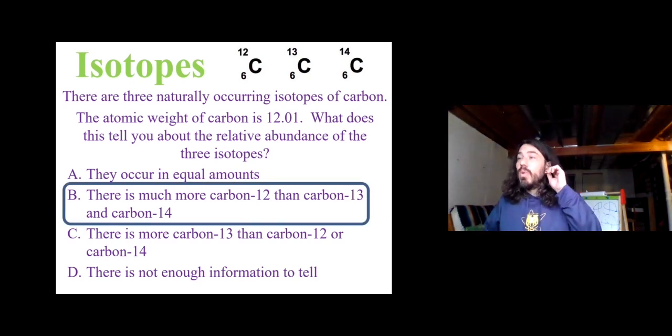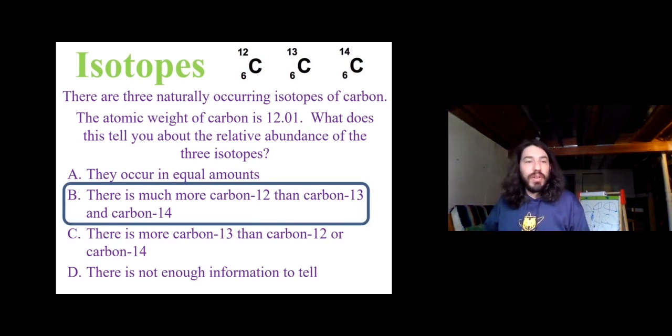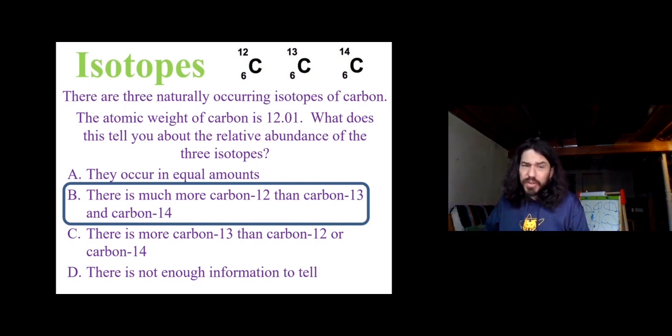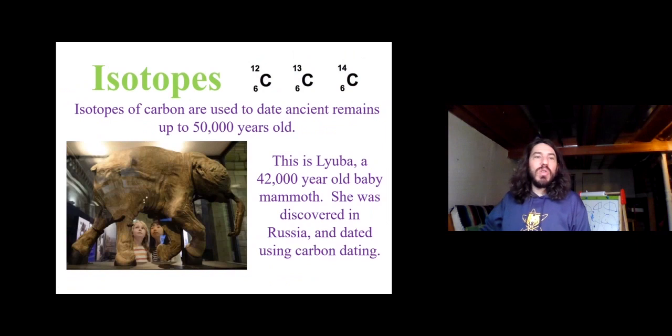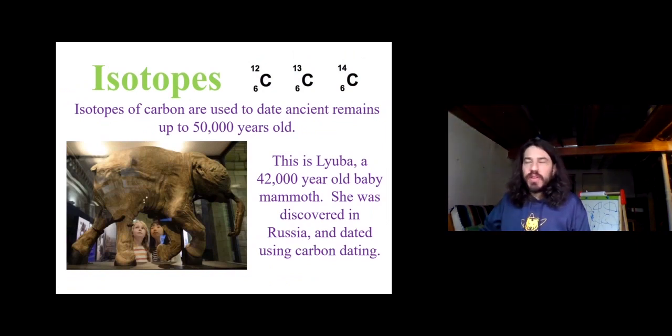Indeed, this says that there is more carbon-12 than carbon-13 or 14, because it's really close to 12. This is useful to us because humans are able to use this to date things. Because this carbon-12 is stable. However, carbon-14 is not stable.